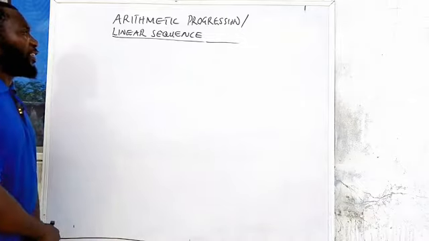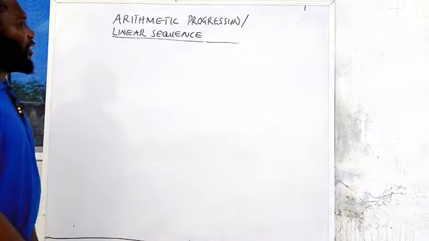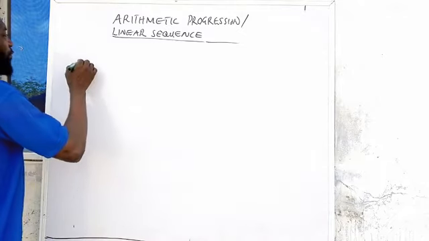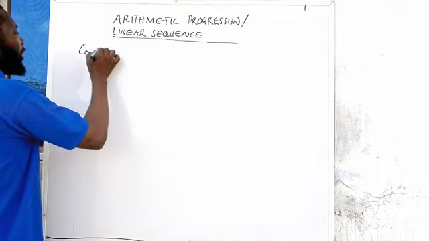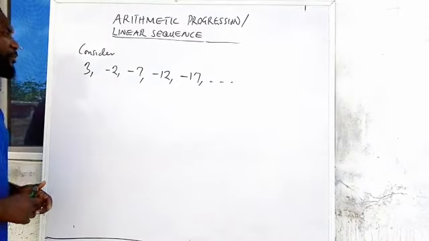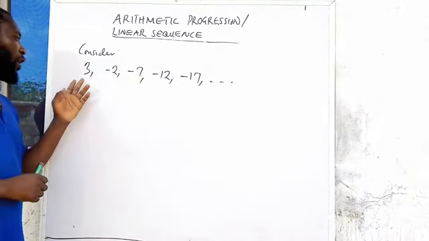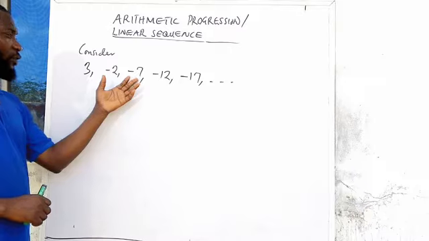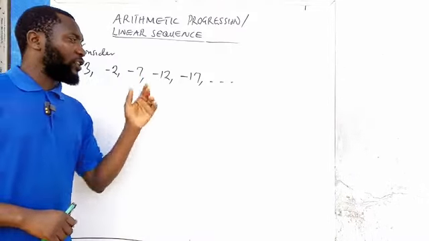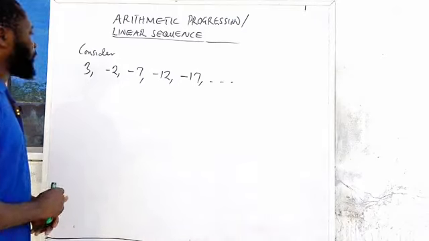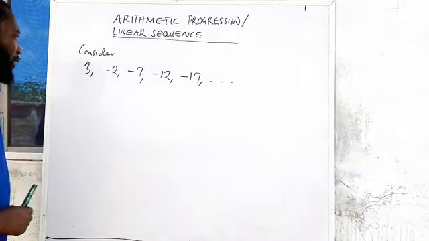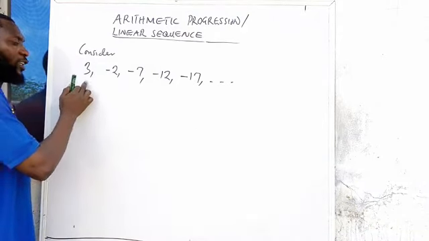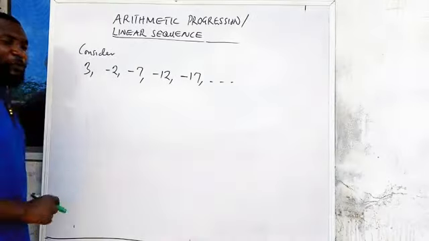Now let's consider this example. Suppose we are given this sequence: 3, -2, -7, -12, -17. Looking at this sequence, the first number is what we call the first term. So here is the first term of the sequence.